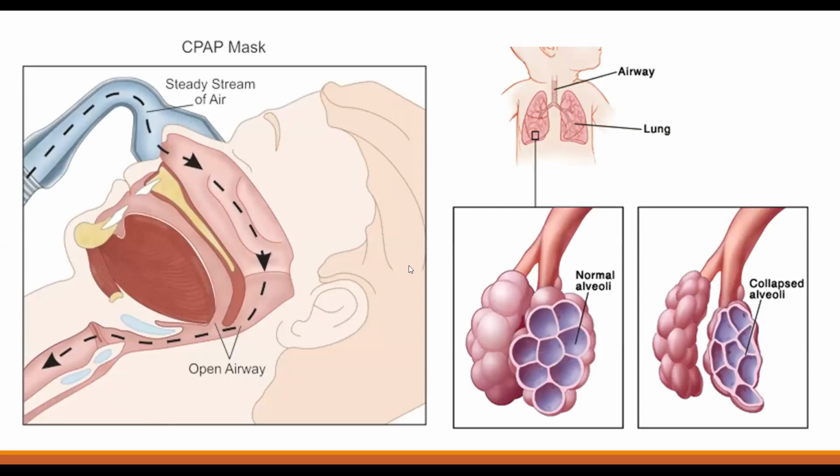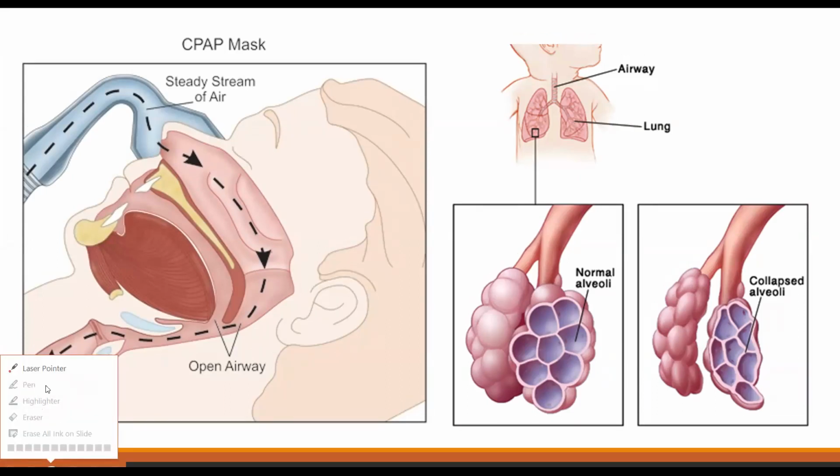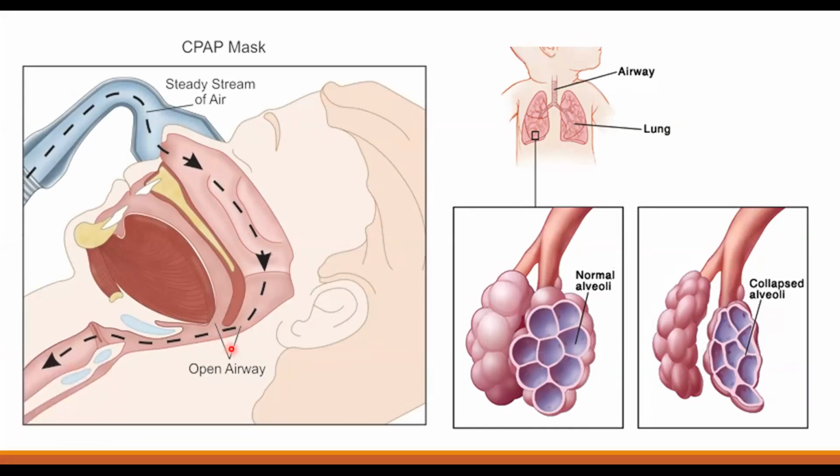So steady stream CPAP goes in. It helps to open the airway because you're going to have a constant pressure here to help open that airway. The alveoli, you can see here on the right, the collapsed alveoli, and on the left, a normal alveoli.